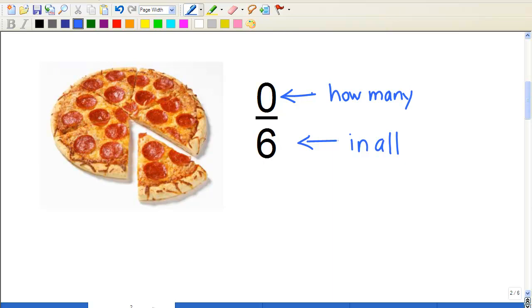Now, it is acceptable to say that a pizza has been cut into 6 slices and we've eaten 0 of them. In math, it is acceptable to have 0 in the numerator. All it's saying is if you have 0 over 6 or 0 on top of any other number, it just means the number 0. And 0 pizza is actually pretty sad, but it is acceptable in math.